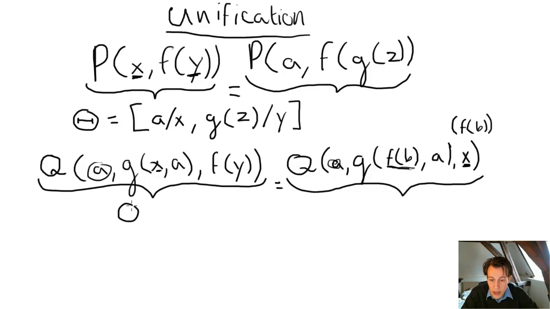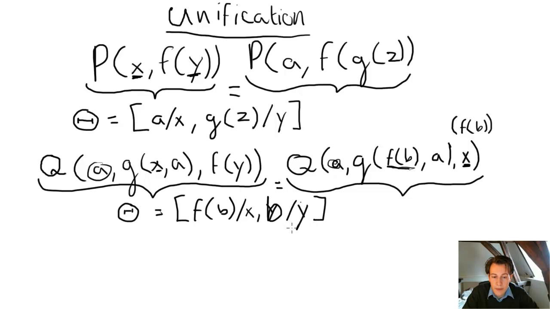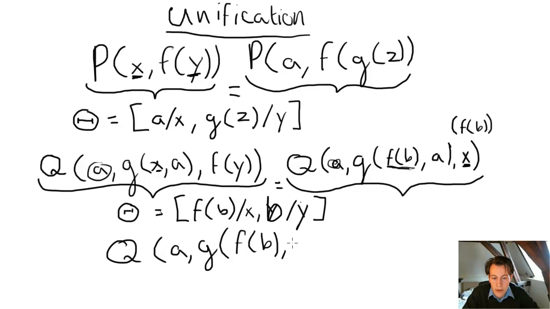So theta is, well, f(b) with x, and then b with y. So our new formula will look like q(a, g(f(b)), a, f(b)).